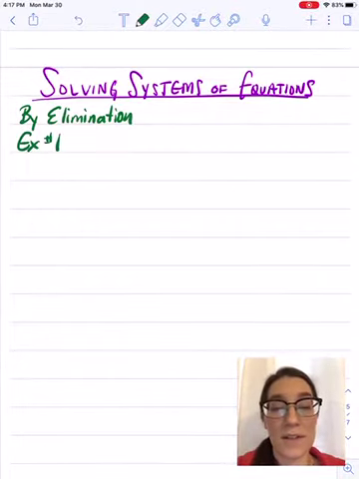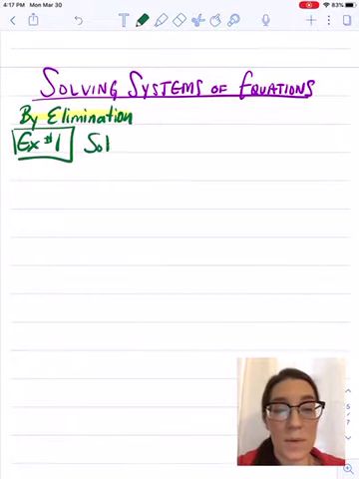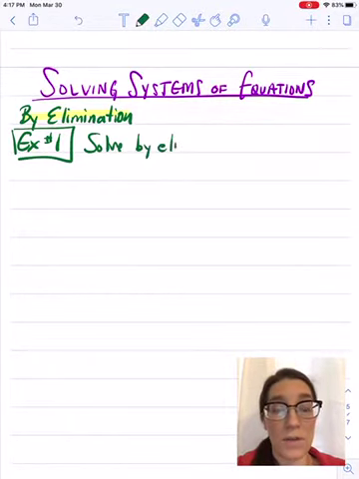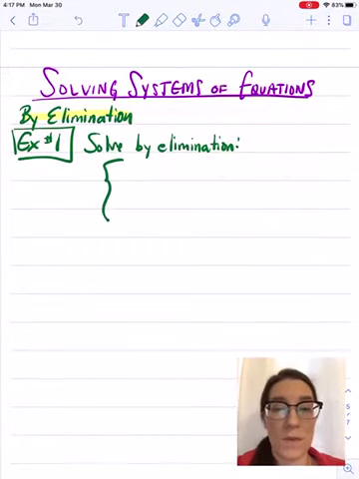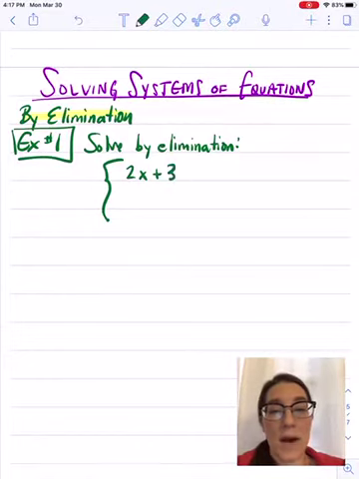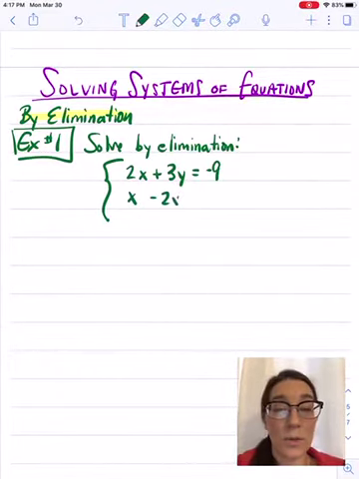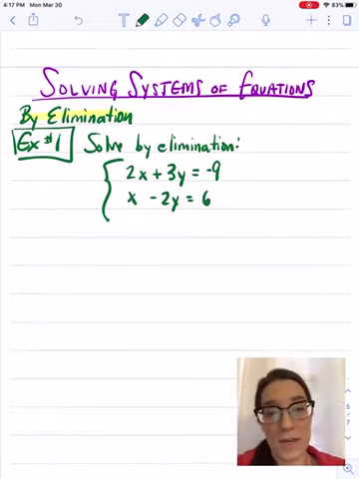Little reminder, this is how to solve through elimination. So in the first example, I'm going to provide a system. Should look familiar if you viewed either the substitution or the graphing videos. It's the same system, just we're going to solve it with elimination. So using elimination, I'm going to give the first equation in standard form, and the second equation is also going to be given in standard form.